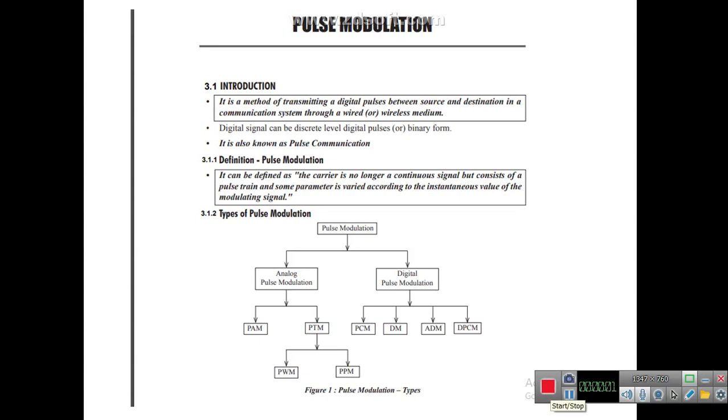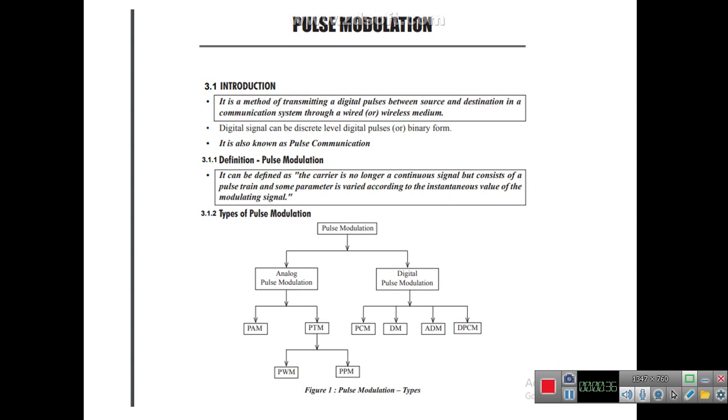Pulse modulation. Here we are now seeing about pulse modulation. It is a method of transmitting digital pulses between source and destination in a communication system through a wired or wireless medium. That is the channel. In a communication system, we can transmit the messages from source to destination through the channel.